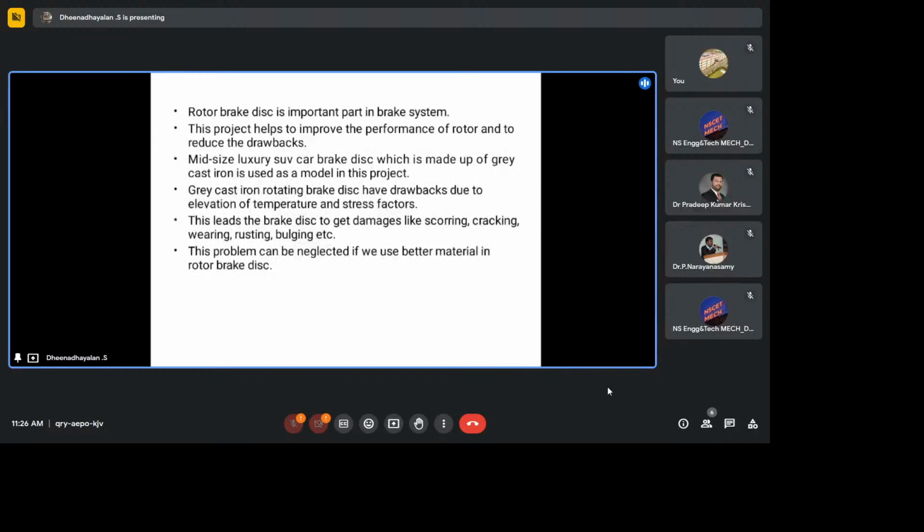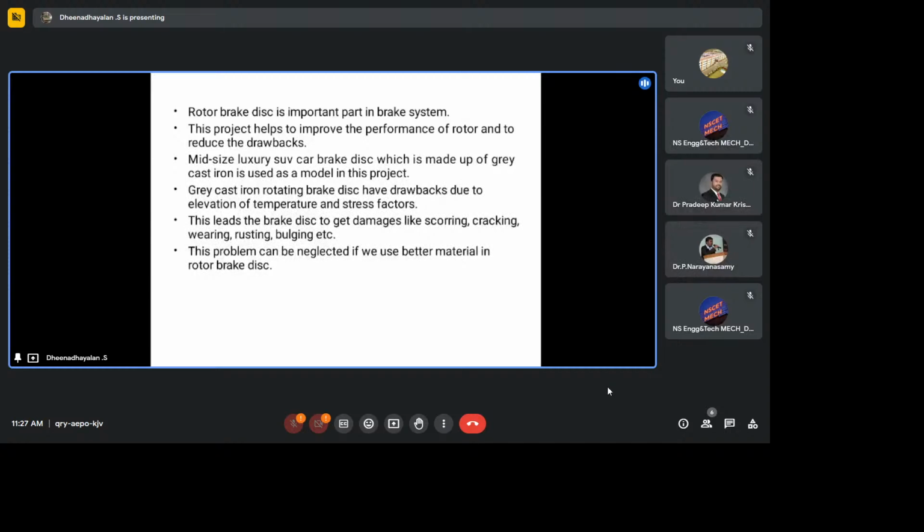The rotor brake disc is an important part of the brake system. This project helps to improve the performance of the rotor and reduce its drawbacks. A mid-size luxury car brake disc, which is made of gray cast iron, is modeled in this project.